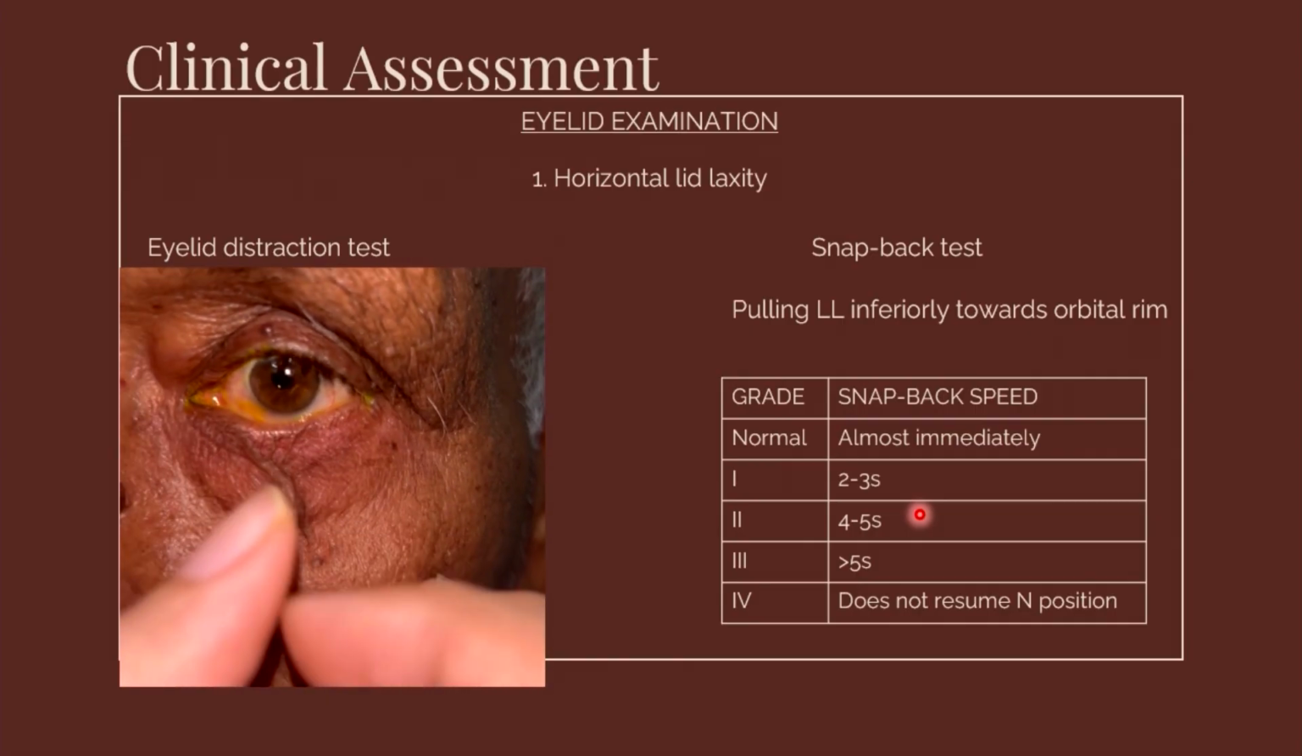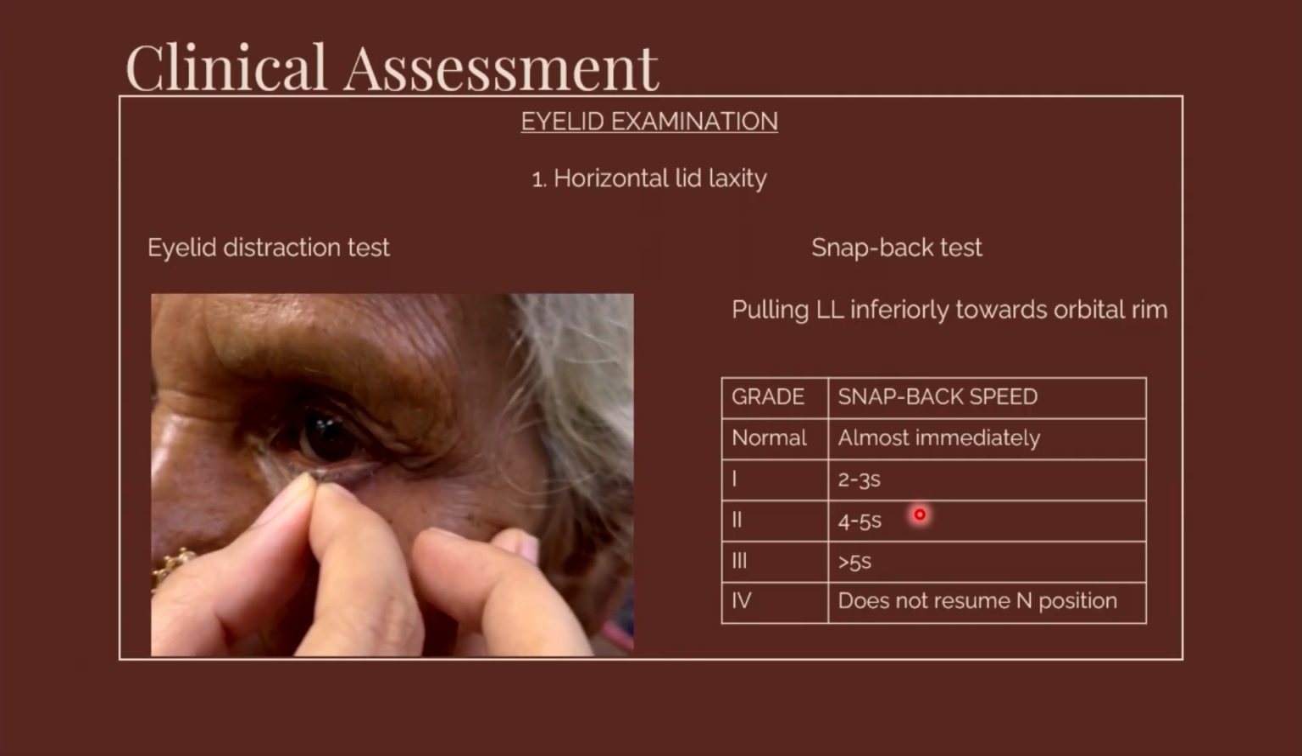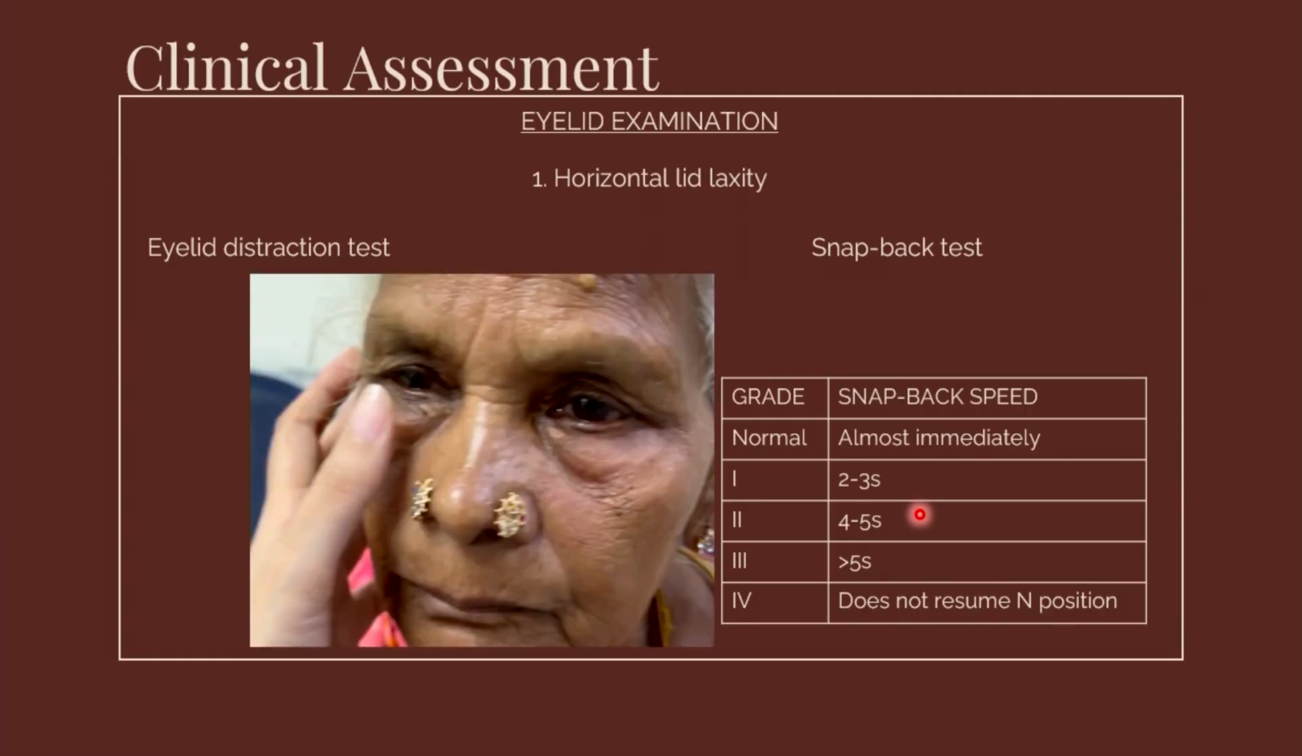So you can just take a ruler also and measure in case you're in doubt. So anything more than 6 to 10 is generally called mild, and anything more than 10 is significant. So then you have to address that. Next is the snapback test.